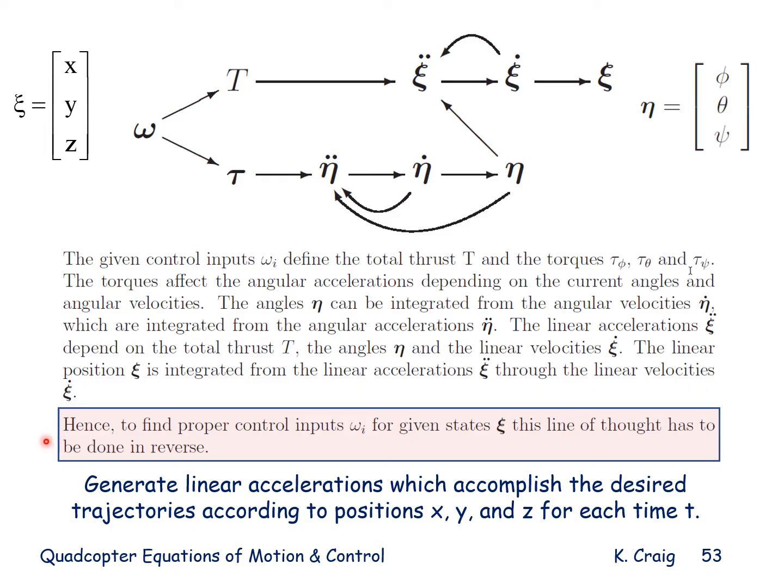Hence, to find the proper control inputs omega i for the given states zeta, x, y, and z, this line of thought has to be done in reverse. The challenge is to generate linear accelerations which accomplish the desired trajectories according to the positions x, y, z for each time t.